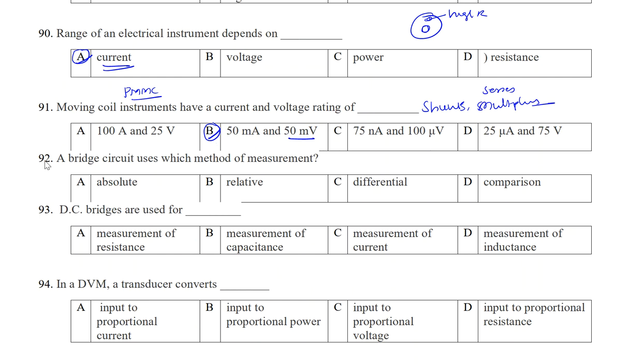Next one, 92nd question here. A bridge circuit uses which method of measurements? Bridge circuit makes a comparison. So a bridge circuit makes use of comparison measurement method. In this method, the bridge compares a value of an unknown component with a standard value of the given component, so that it will compare here.